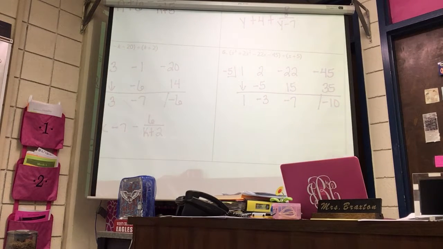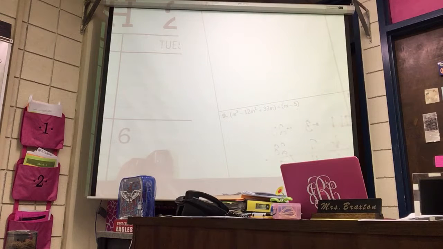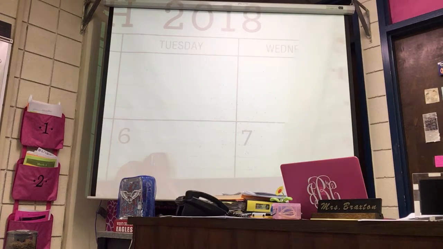All right, where am I going to start this time? X squared, because we go down 1 degree. So I have 1x squared, subtract 3x, subtract 7, subtract 10 over x plus 5. So I messed up on 5, I just put positive 2 in the box instead of negative 2. And that's fine.